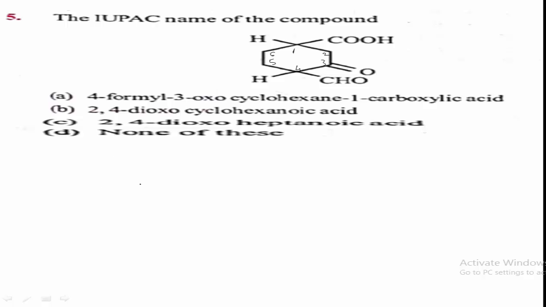Now the question is, among the oxo and formyl groups, which one comes first according to alphabetical order? Therefore 4-formyl comes first, next 3-oxo, and since a cyclic compound is present, the common word cyclo is used. Total number of carbon atoms here is 6, so cyclohexane-1-carboxylic acid. 1-carboxylic acid is the answer.